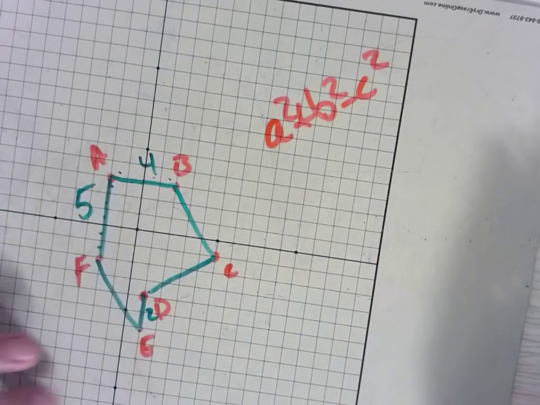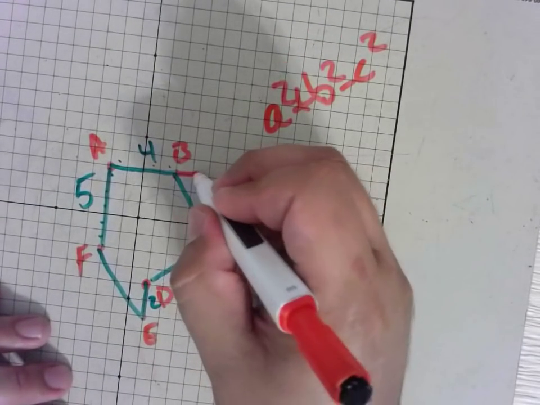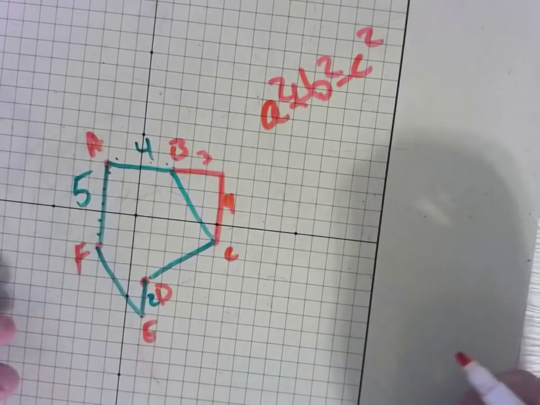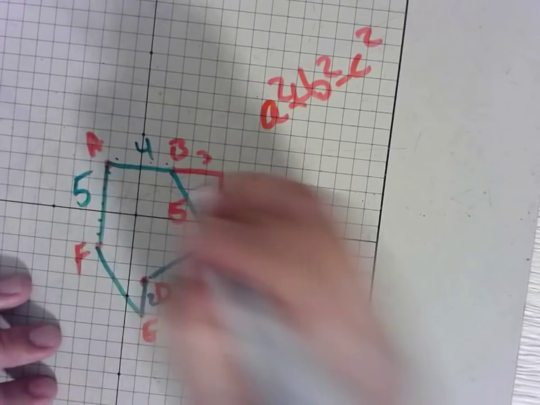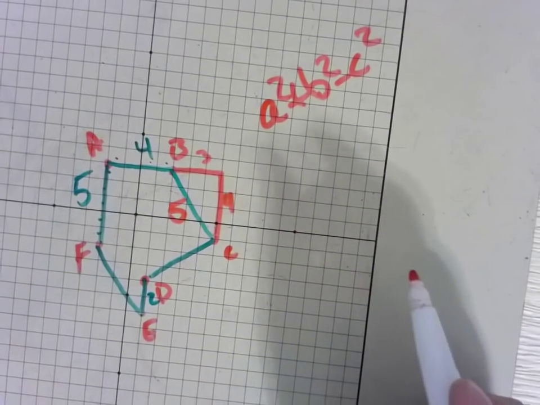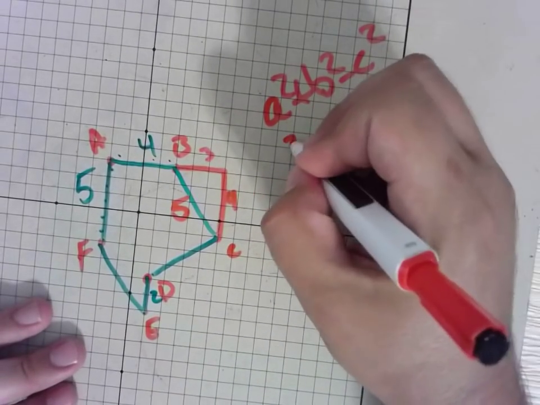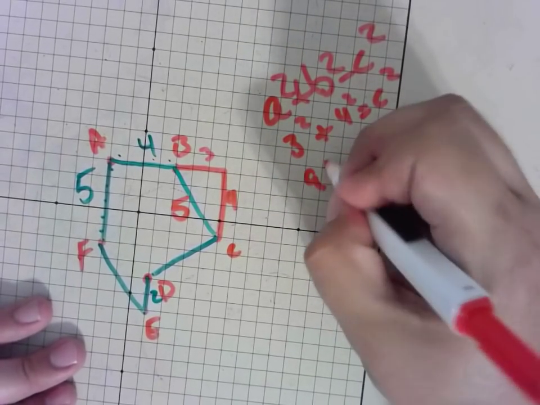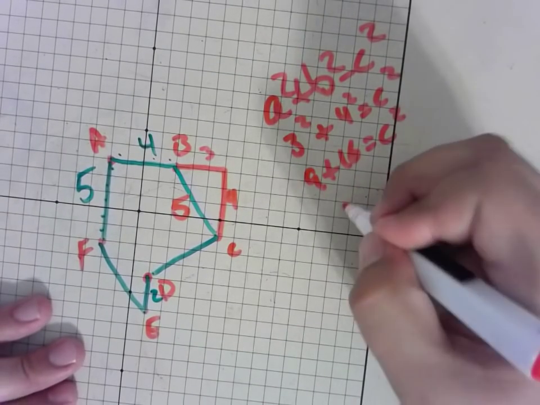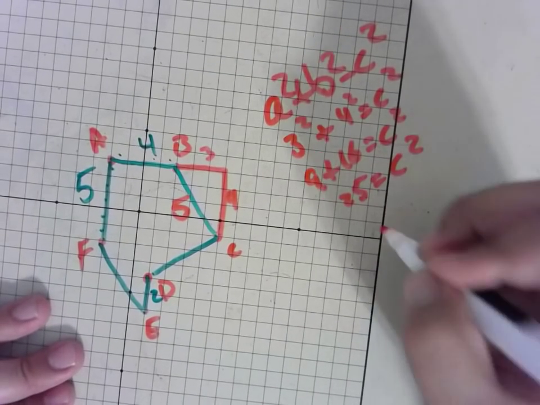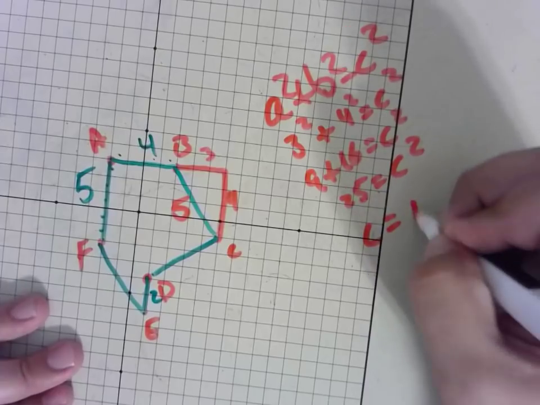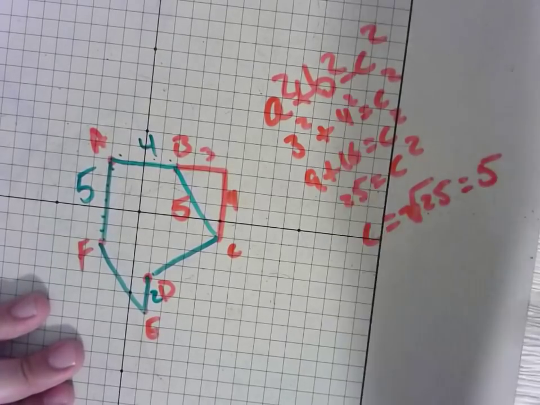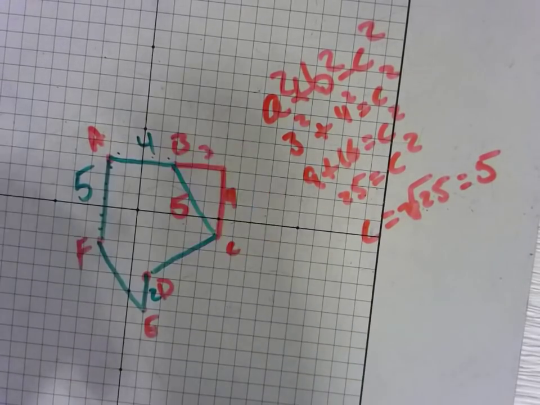Pythagorean theorem. Find your right triangle. There it is. So this is 3, that's 4, and if you're in my classroom, you automatically know this one is 5, because that's a 3, 4, 5 Pythagorean triple. If you don't believe me, plug it in. 3 squared plus 4 squared equals c squared. 9 plus 16 equals c squared. 25 equals c squared. Therefore, c equals the square root of 25, which is 5. Exactly what I said, because I'm never wrong.